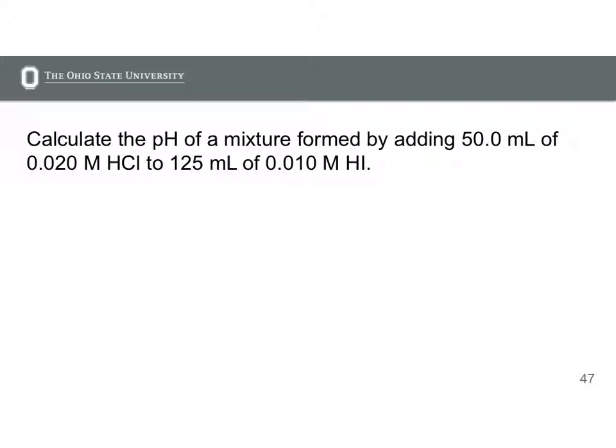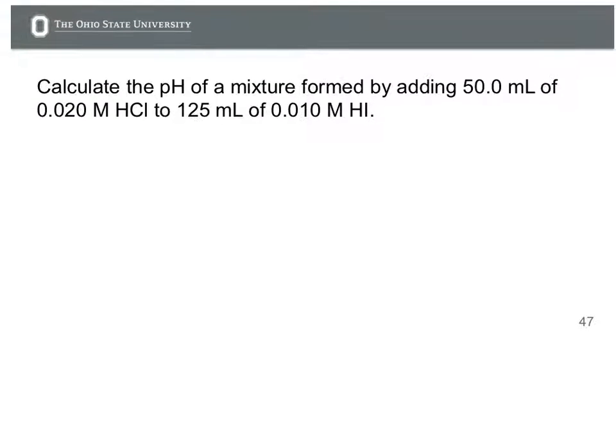Maybe let's do this one. Yeah, let's do this one. Let's calculate the pH of a mixture formed by adding 50 milliliters of 0.02 molar HCl to 125 milliliters of 0.01 molar HI. Okay. What do we know about these two acids? They're both strong acids. Okay.